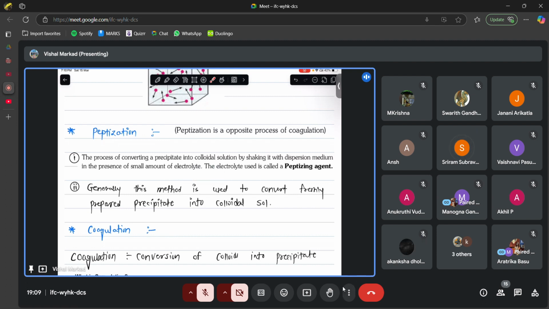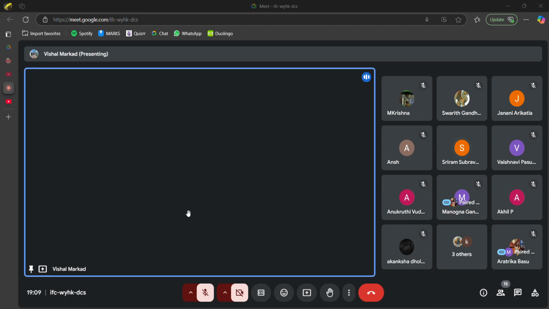Yes, sir. Yes or no? Or will they settle down at the bottom only? When we shake with the dispersion medium, they will start moving here and there in the medium, right? Clear this now? Sir, but eventually they settle back down. So that's why we use that electrolyte, no? So that they will not settle down. Clear now?